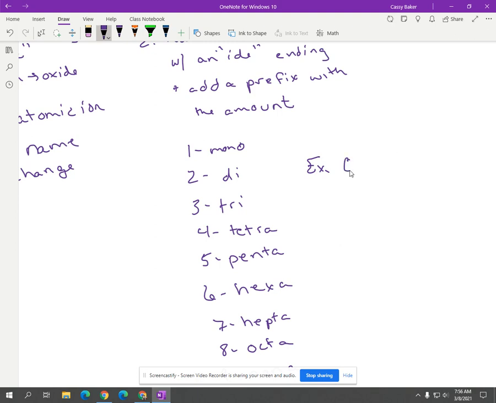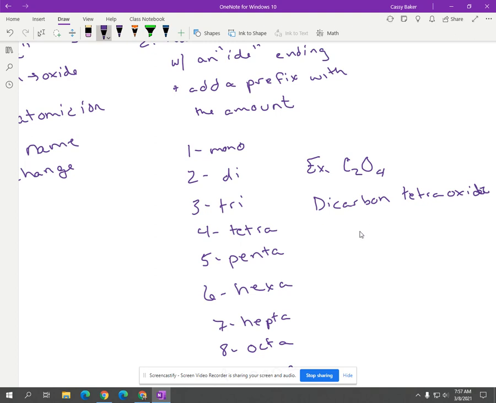So let's say we had something like C2O4. Now, it's not a real thing. I just made that up, okay? So I'm going to name the first element, and you can see it's just carbon, and I'm going to use the prefix di. So I'm just going to call it dicarbon. Now I'm going to name the second element. It's got a 4, and that prefix is tetra. So it's dicarbon tetraoxide. Oops, my pen kind of went crazy there. So that's how you name those.